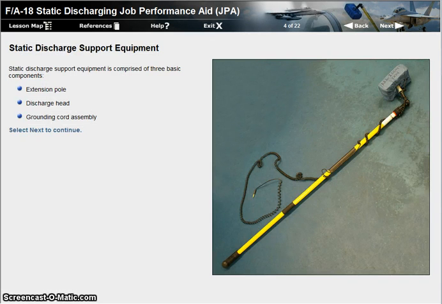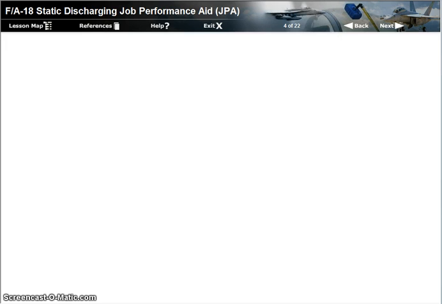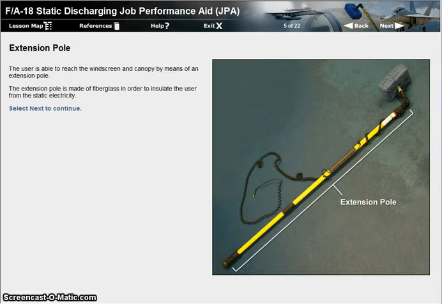Static discharge support equipment is comprised of three basic components: extension pole, discharge head, and grounding cord assembly. The user is able to reach the windscreen and canopy by means of an extension pole. The extension pole is made of fiberglass in order to insulate the user from the static electricity.